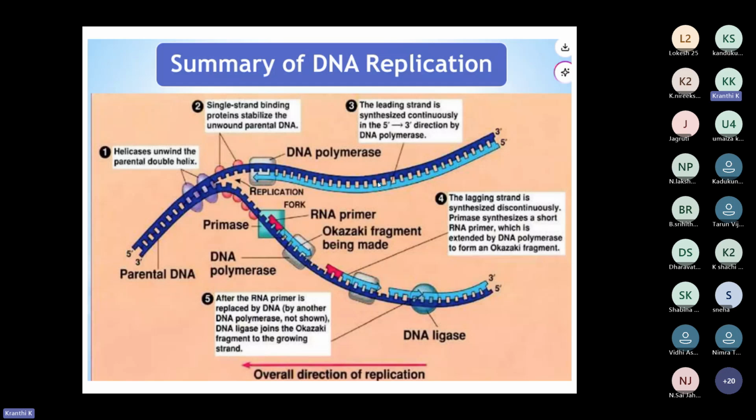Then, in the 5' to 3' direction, the polymerization happens, right? So there is no problem in this one. So this is called continuous synthesis happening in the leading strand.